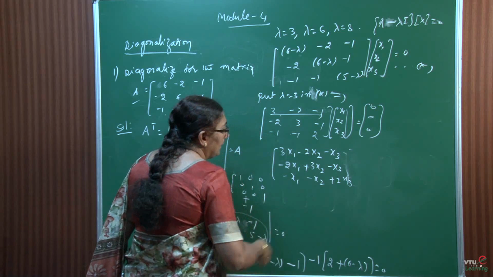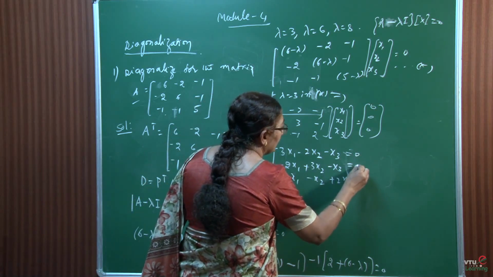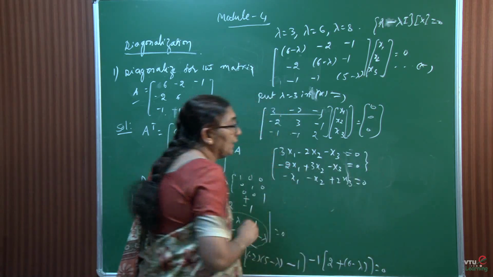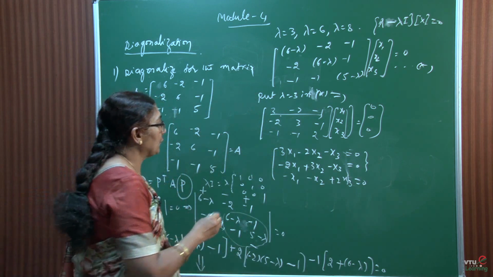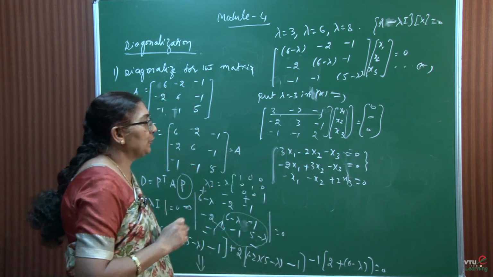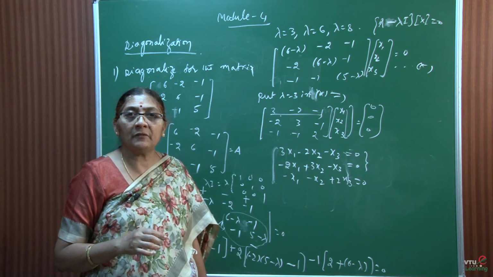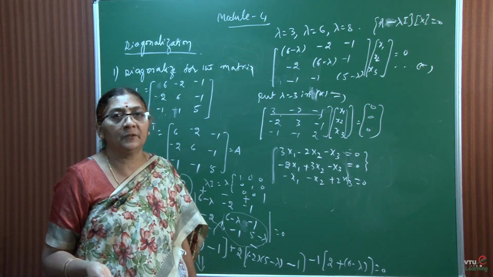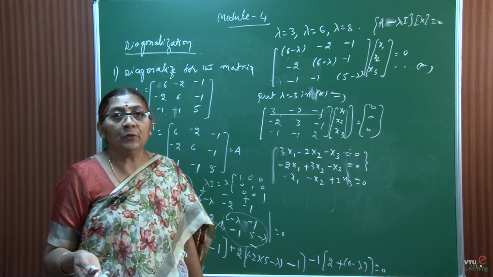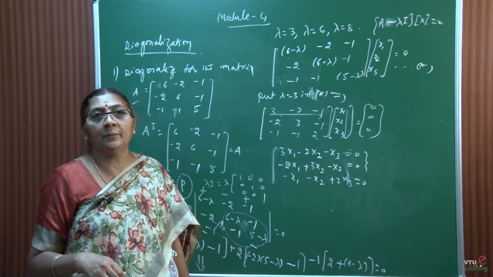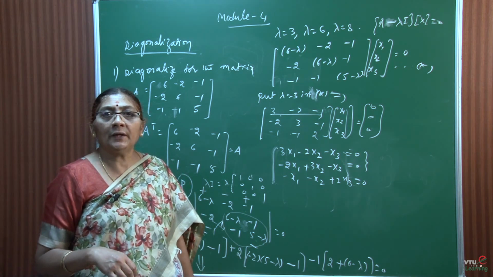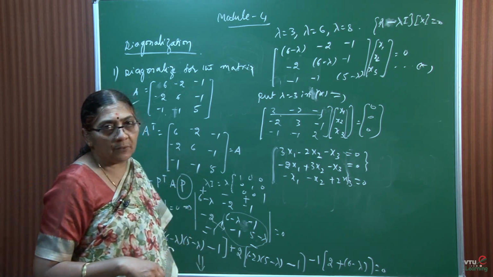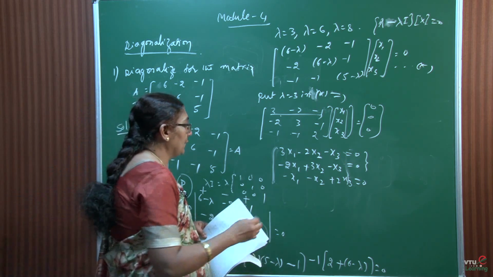Equal to that, we get 0, 0, 0. You choose any two independent equations. I'll choose the first two equations because both are independent. Means the first equation cannot be expressed in terms of the second, or the second cannot be expressed in terms of the first. Both are also not the same. Therefore, they are both independent equations. Now solve these two equations and find the values.